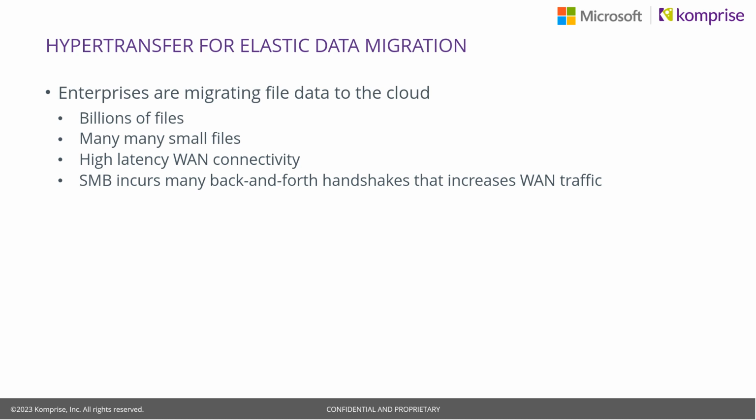And this was the main bottleneck that Komprise can help with. We can't help with reducing the number of files. We can't help with the types of files you have. You've got to migrate what you've got. What Komprise has done is to reduce the chattiness of SMB by actually introducing our own proprietary protocol over the WAN.